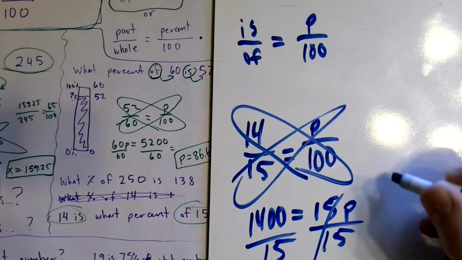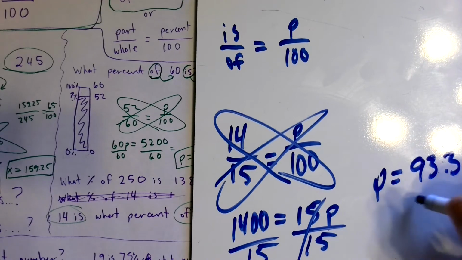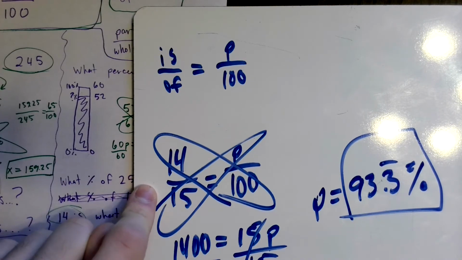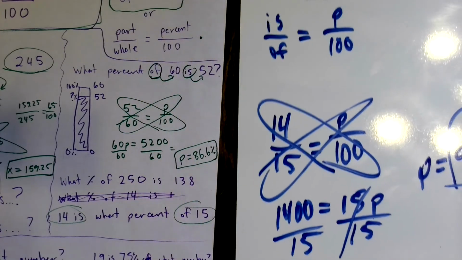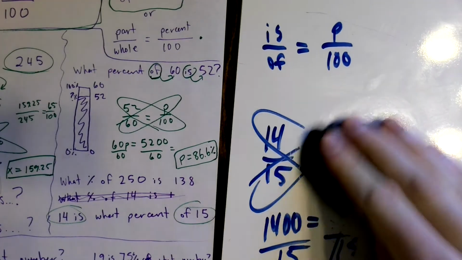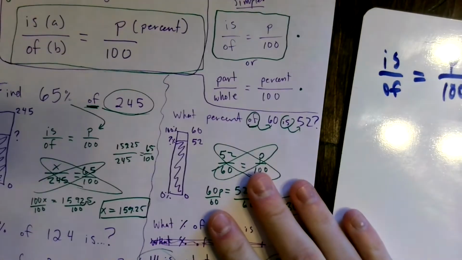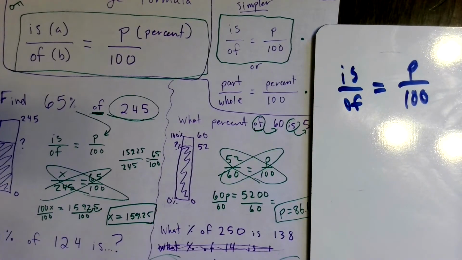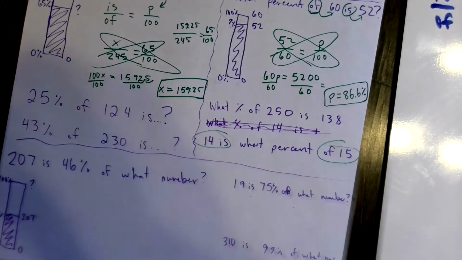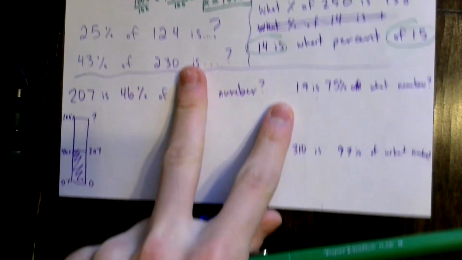And I get p equals 93.3 repeating percent, which seems to make sense. 14 out of 15 is going to be pretty close to 100%. That checks out. So again, we're using that same formula. Our only difference here is they gave us different components. This time, they gave us our is and our of and left out our p. Last time, they gave us our of and our percentage and didn't give us our is. So guess what this last one's going to be? You got it. Now they are going to give us our is and our percent, but not our of. So let's do some problems like that.